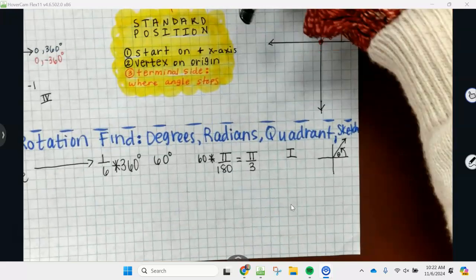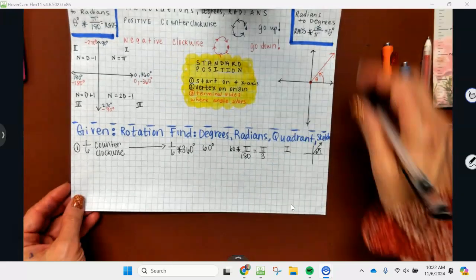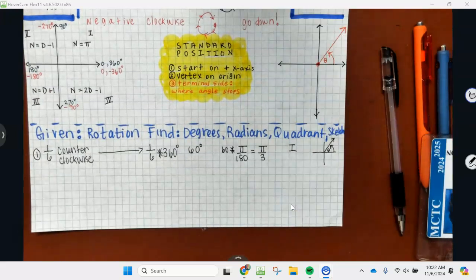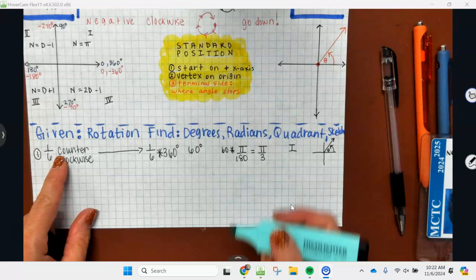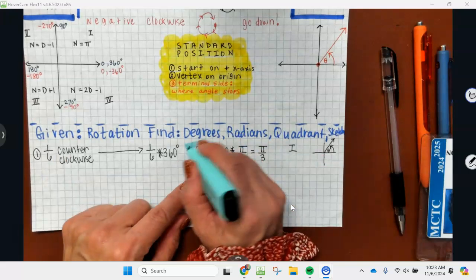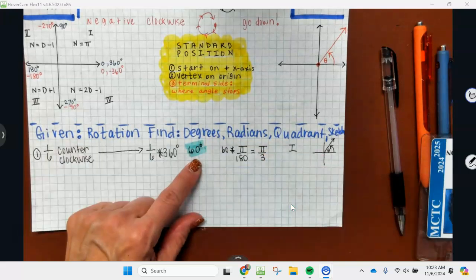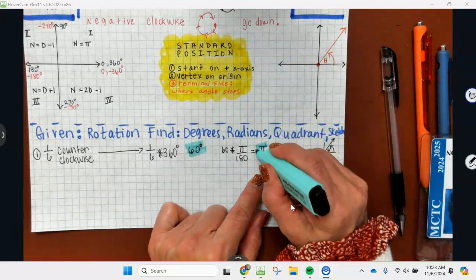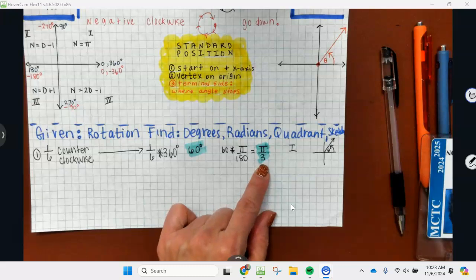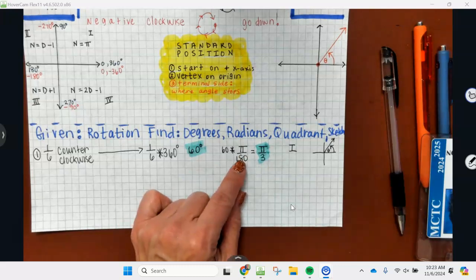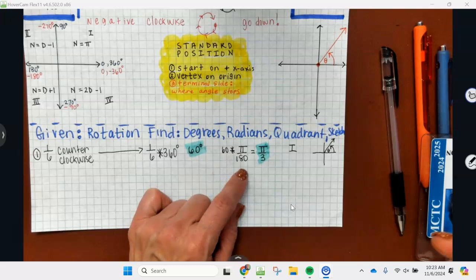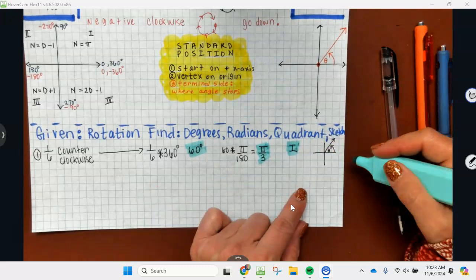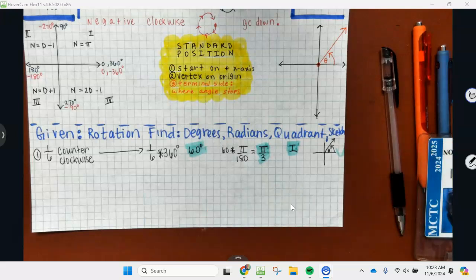All right. So what just happened? A bunch of stuff. I was given a rotation. I had to find degrees. Here it is. How did we find that? We multiplied by 360. Then we had to have the radians. Remember, for the radians, pi is on top. So you want pi on top for your conversion, pi over 180. We determined what quadrant it was in. Cool. And then there's the sketch. We found everything we needed to find.